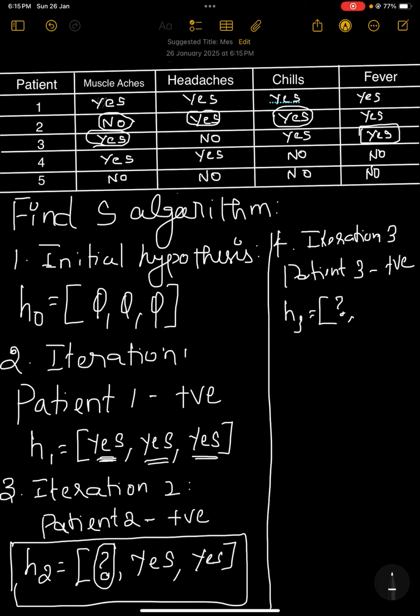And the second value of patient 3, headache, is no. Now it will be compared with the already existing hypothesis. The second value is S. So we'll be comparing, and it changes. If it changed, then the Find-S algorithm will replace it with a question mark because it is not maximally contributing to predict the outcome. And for patient 3, the next value, the third value, the chills attribute value is S.